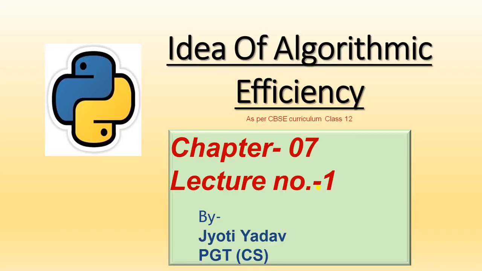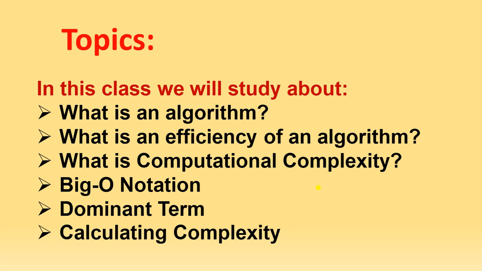Hello class. In this class we are going to start a new chapter, that is the idea of algorithmic efficiency. This is your chapter 7 and lecture number 1. In this class we will study what is an algorithm, what is the efficiency of an algorithm, what is computational complexity, big O notation, dominant term and calculating complexity. So these are the topics of this class.